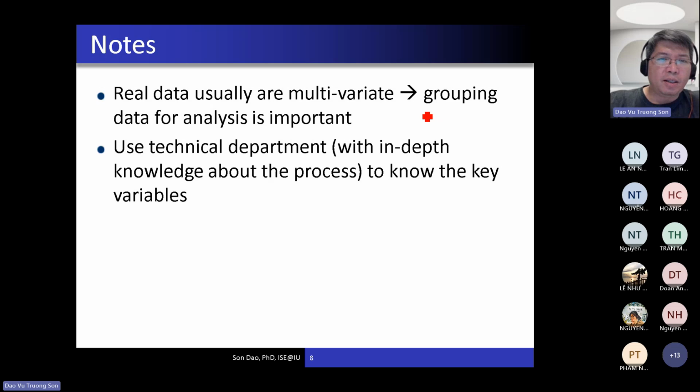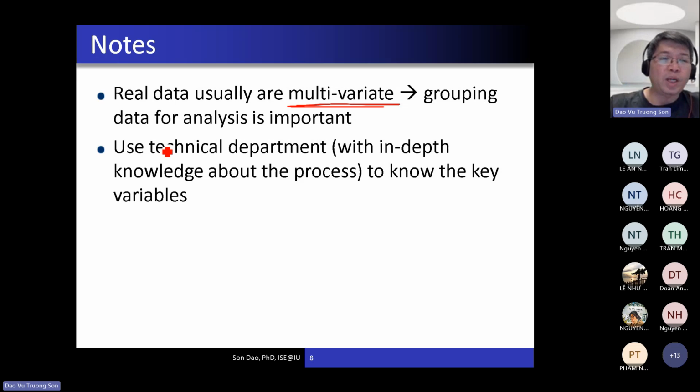Remember, in real life, the data are usually multivariate. What does multivariate mean? This means one parameter may depend on many other parameters. So if we use the incorrect grouping, the process may be stable with one kind of grouping, but it may be unstable for another grouping. So choosing what kind of data for analysis is relatively important in this case.